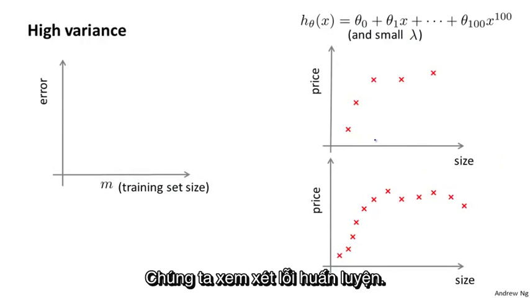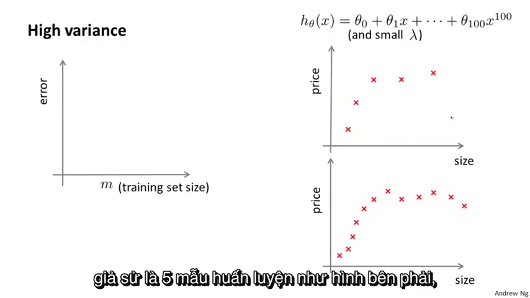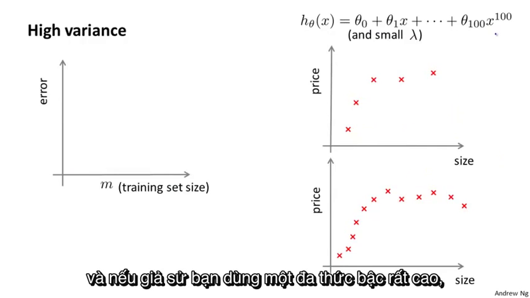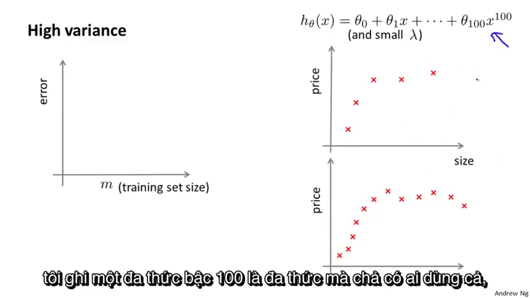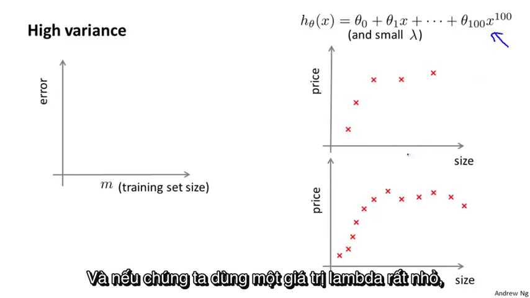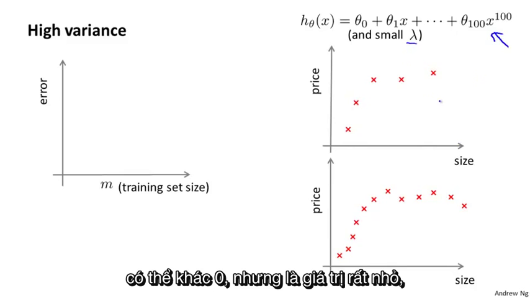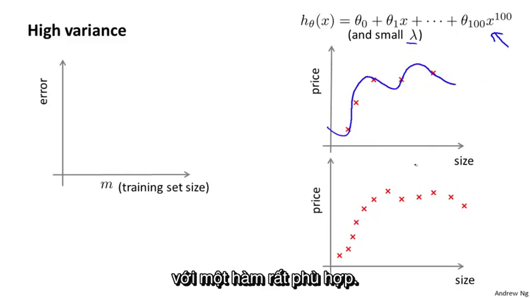Next, let's look at the setting of a learning algorithm that may have high variance. Let's first look at the training error. If you have a very small training set, like 5 training examples shown on the figure on the right, and if we're fitting, say, a very high order polynomial, I've written a 100th degree polynomial, which really no one uses, but just for illustration. And if we're using a fairly small value of lambda, maybe not 0, but a fairly small value of lambda, then we'll end up fitting this data very well, but with a function that overfits this.